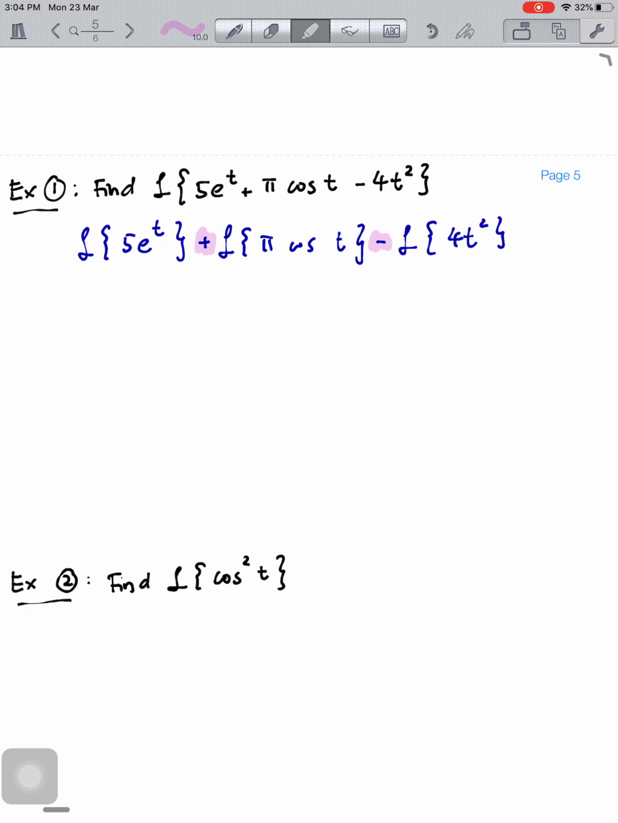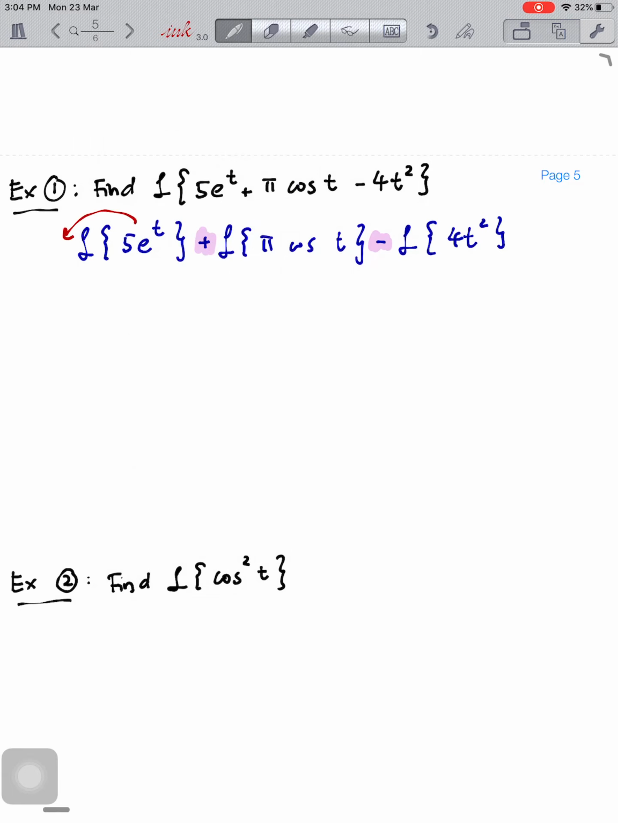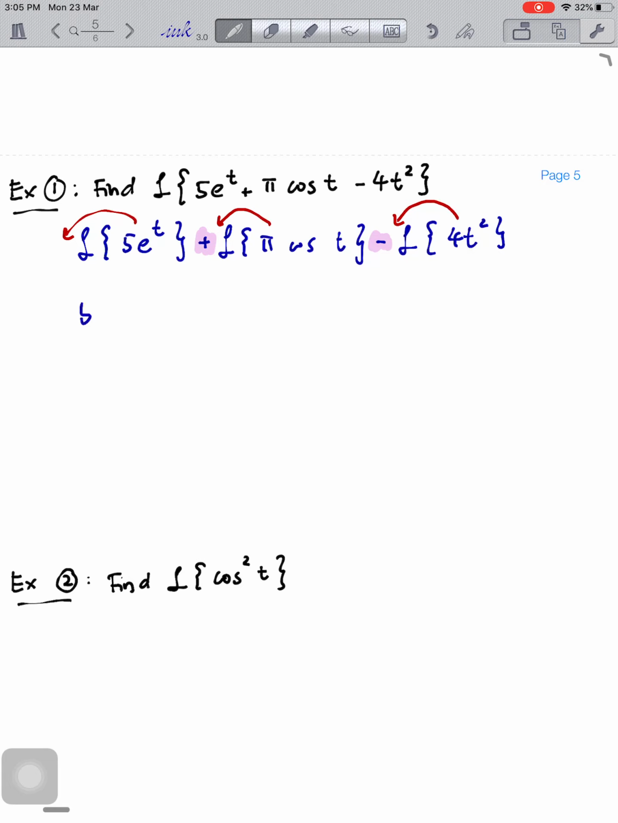Okay, next I'm going to move the constants to the front. Here I have a constant of 5. This one is a constant of pi. Pi is a constant value; if you use your calculator, you'll get a value of 3.142 and something at the back. So basically it's just a number. The same goes for 4, so that will be brought to the front. Now this can be written as 5 Laplace of exponential of t plus pi Laplace of cos of t, and then minus 4 Laplace of t squared.